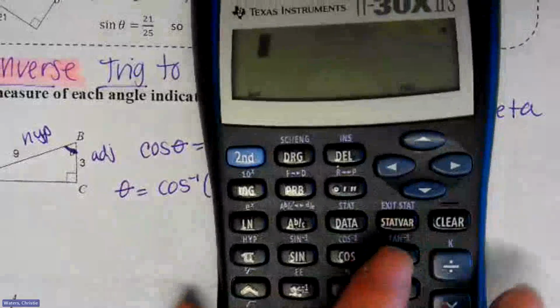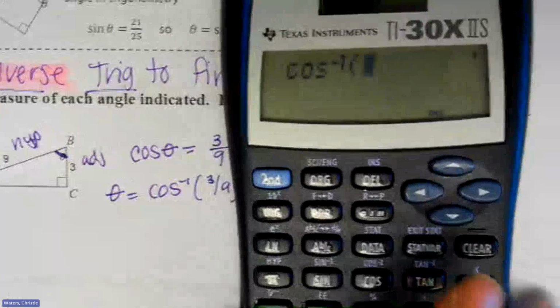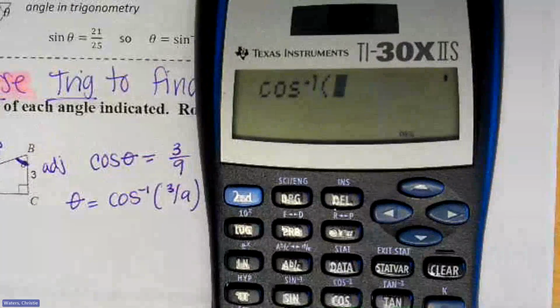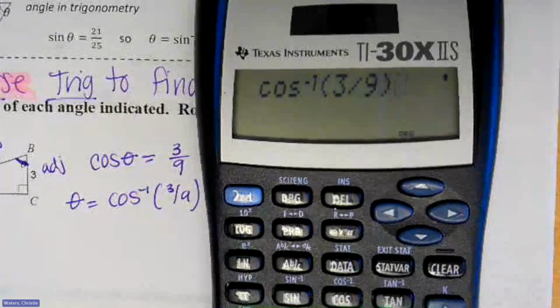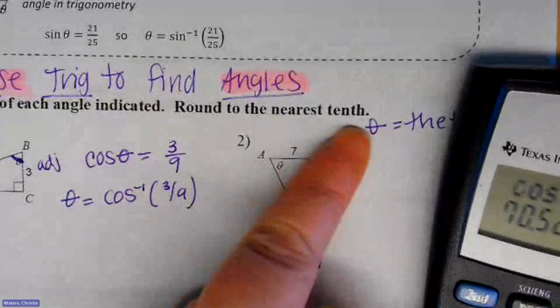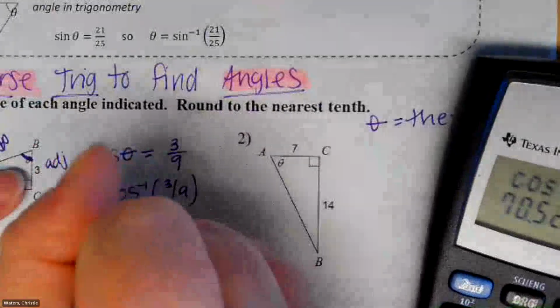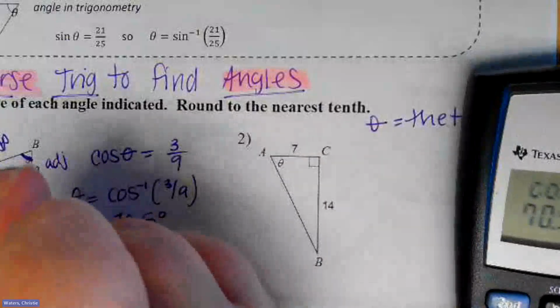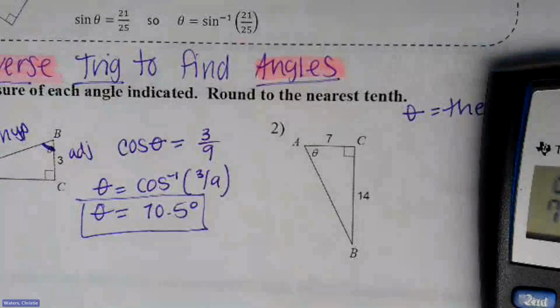So I'm going to type in second cosine, and if you look above the cosine button, there's a little inverse cosine symbol right there. So we should see that cosine with the -1 pop up with an open parenthesis. Then I type 3 divided by 9. And honestly, you don't have to close the parenthesis, but I'm just going to go ahead and do it. And I get 70.5. The directions do say round to the nearest tenth, so I'm going to write exactly 70.5. And I'm going to put a degree symbol on that because that's going to reinforce the idea that I'm finding an angle here as opposed to all the other trig we've done so far where we just found sides.